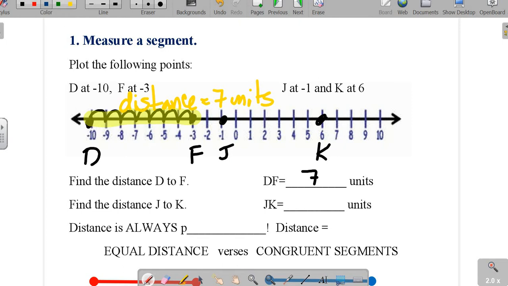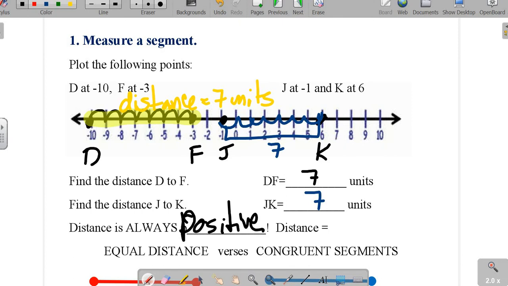Let's do J to K. You notice from J to K is also 7 units. So distance is always a positive concept. And in both of these, the distance is 7 units.